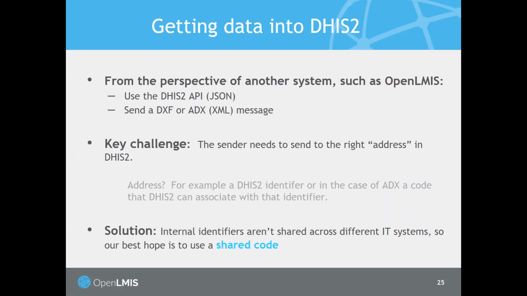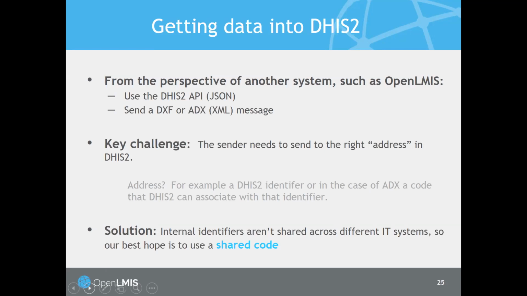But there's a key challenge here, and the key challenge is that the sender, such as OpenLMIS, needs to know the right address, for lack of a better word, in DHIS2 to send that data to. If you think of the message in an envelope, we need a postal address or something along those lines. This is an analogy for what we're trying to discuss. Address is not the correct technical term, but if you think about that envelope with an address on it, that's one of the key challenges to getting data from one system to another system.